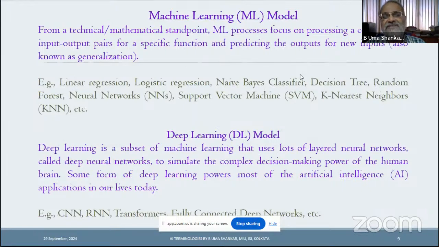From the technical and mathematical standpoint, machine learning focuses on processing a collection of input-output pairs for a specific function and predicting the output for new inputs, also known as generalization. Some examples are given below. Deep learning is a subset of machine learning that uses many layered neural networks, called deep neural networks, to simulate the complex decision-making power of the human brain. Some form of deep learning powers most of the artificial intelligence applications in our lives today. Some examples are CNN, RNN, transformer, and fully connected deep neural networks.